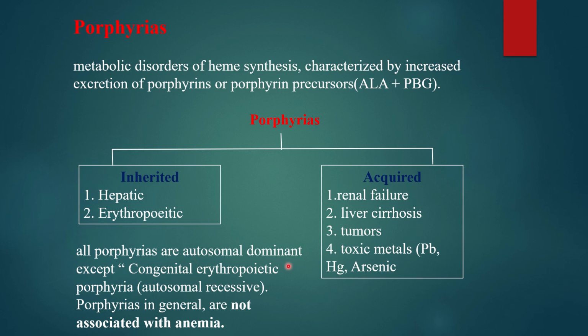All porphyrias are autosomal dominant disorders except congenital erythropoietic porphyria, which is autosomal recessive. So it is very easy to remember: all types except for congenital erythropoietic porphyria, which is autosomal recessive. Porphyrias in general are not associated with anemia.